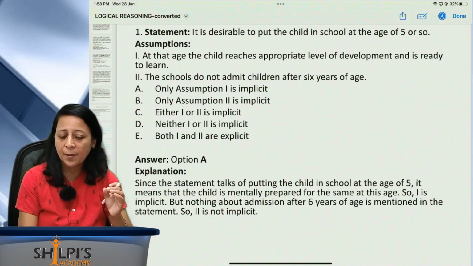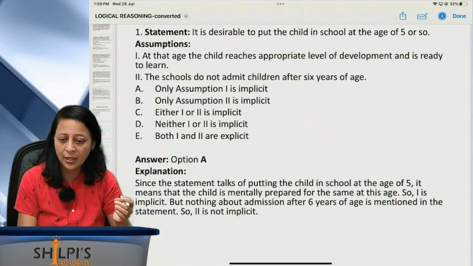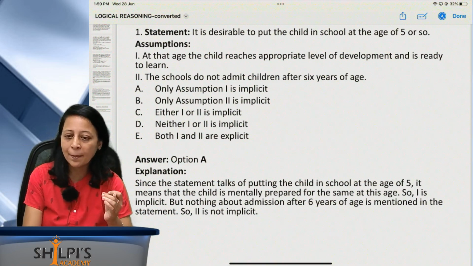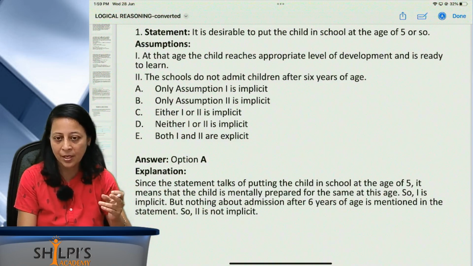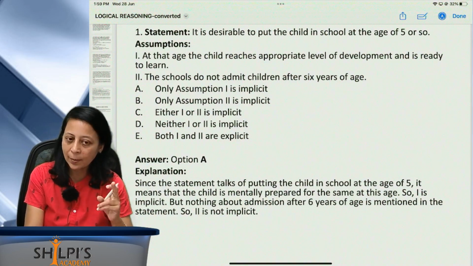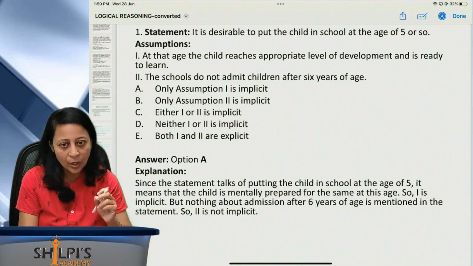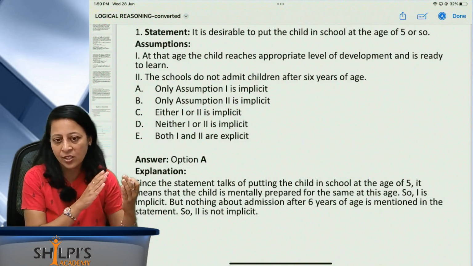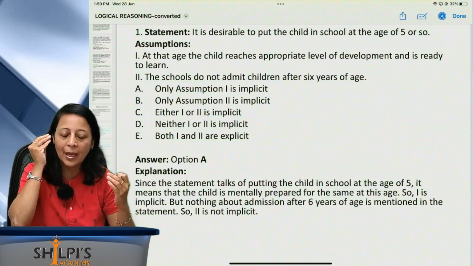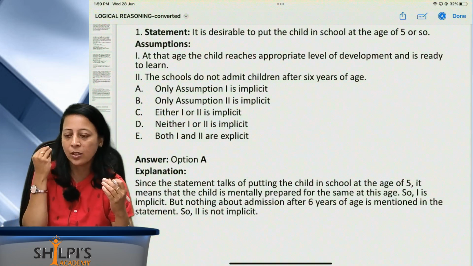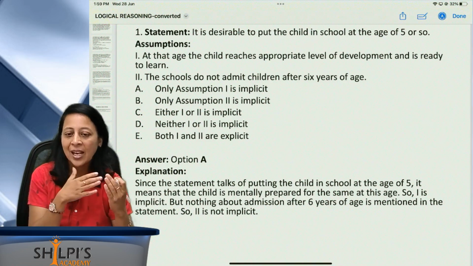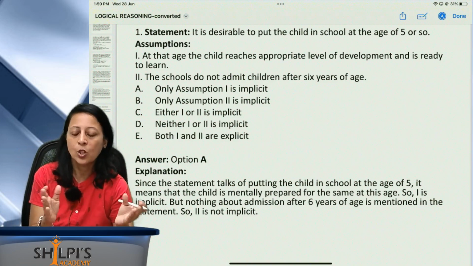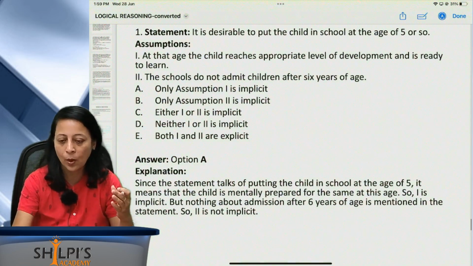Why? Since the statement talks of putting the child in school at the age of 5, it means that the child is mentally prepared for the same at this age. So 1 is implicit, but nothing about admission after 6 years of age is mentioned in the statement. Okay, so 2 is not implicit. So what they mentioned in the statement was, it is desirable to put the child in school at the age of 5 or so, because only after that age the child will be able to get what the teacher says or the society. So at that age the child reaches the appropriate level of development and is ready to learn. They are not talking anything about after 6. So the relevant one will be option A, which is only assumption 1 is implicit.